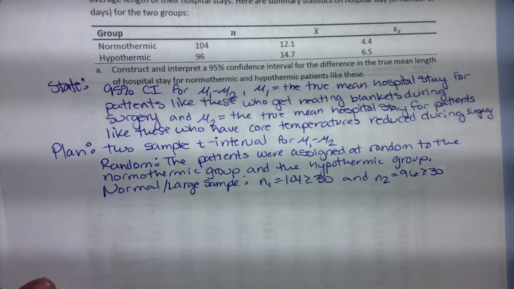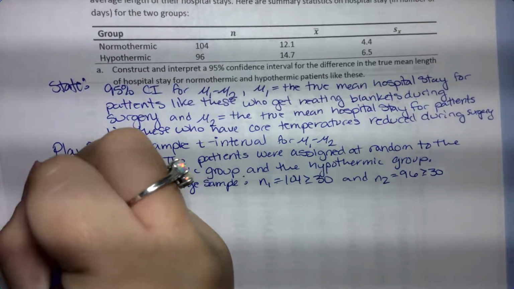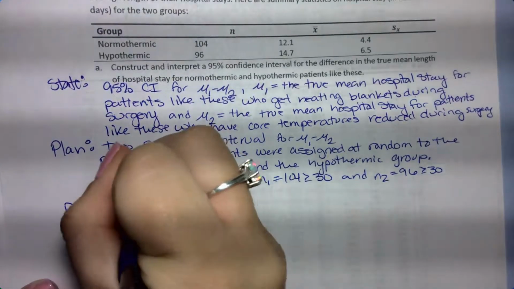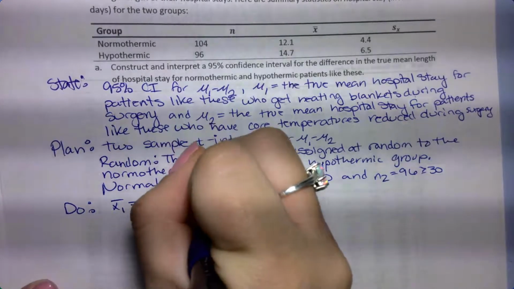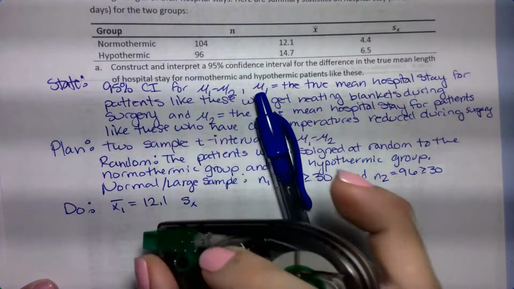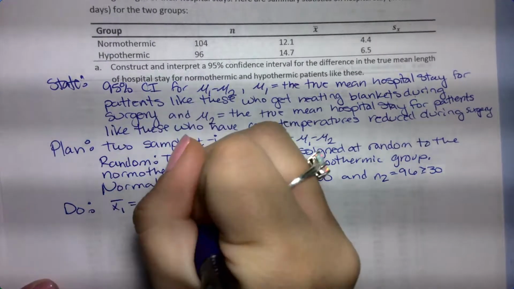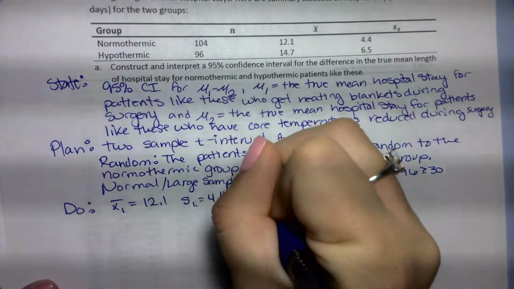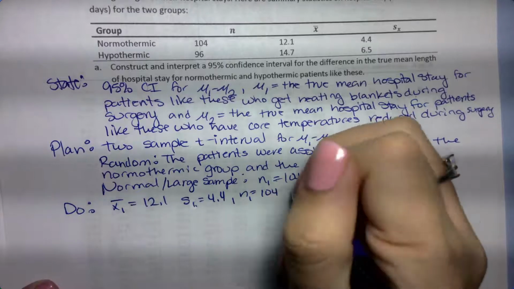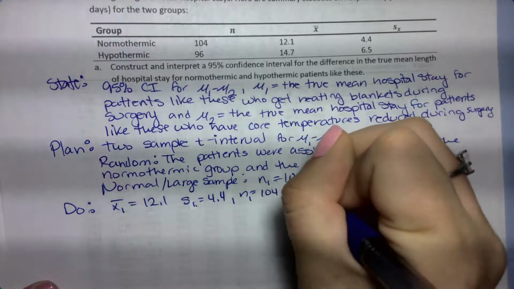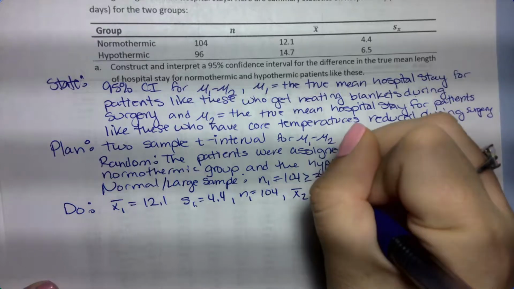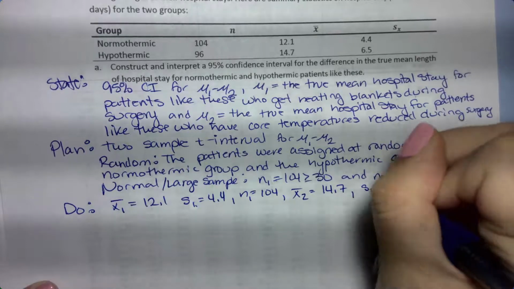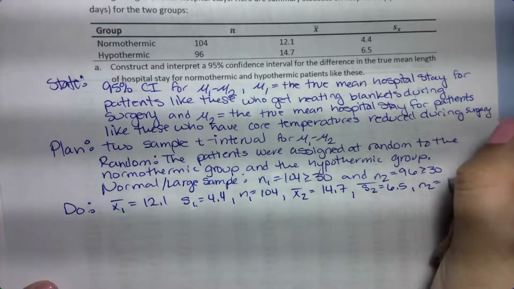Now I want to do my do. My x-bar 1 is 12.1. My standard deviation 1 is 4.4. My sample size is 104 for my first group. Then for my second group, my x-bar is 14.7. My standard deviation is 6.5. And my sample size is 96.